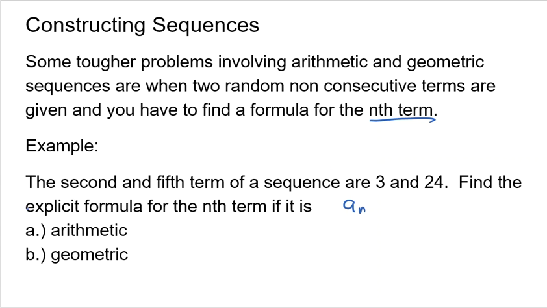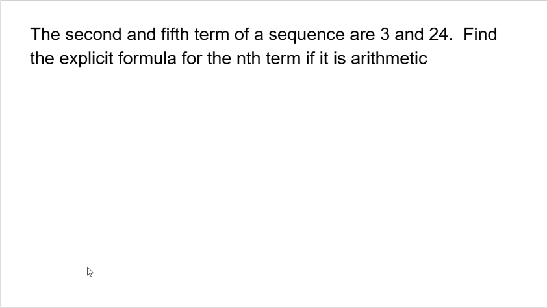Now, they want me to do this problem two ways: if it's arithmetic or if it's geometric. So let's separate this and do the problem if it's arithmetic. Remember the formula for an arithmetic sequence to find any term you want. Very easy formula: it's the first term plus the common difference times n minus 1. Now, n is always n because that's your variable. So I need to find the first term and the common difference.